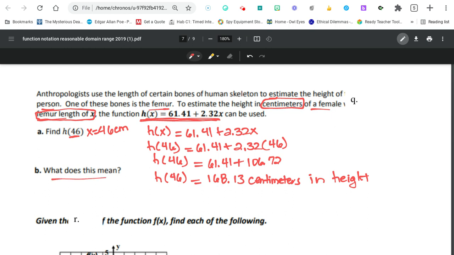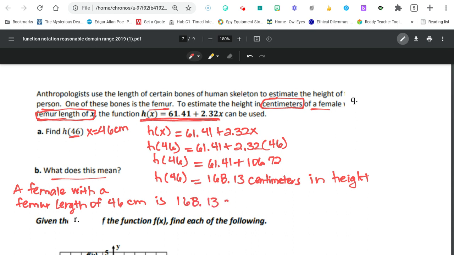All right, so it says, what does this mean? It means a female with a femur length of 46 centimeters is 168.13 centimeters tall. That's all that means.